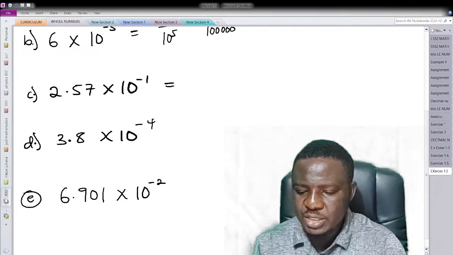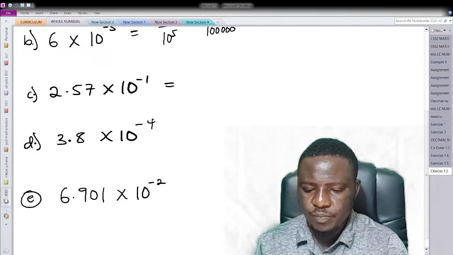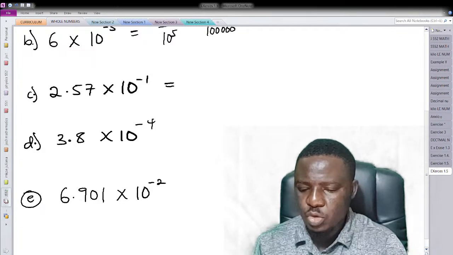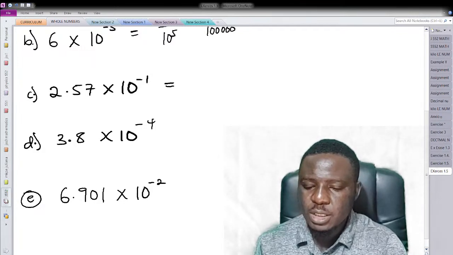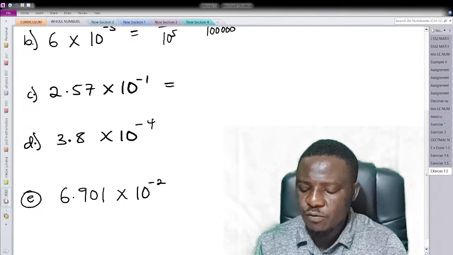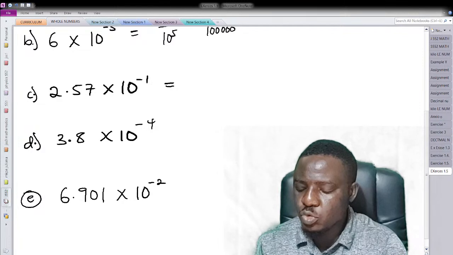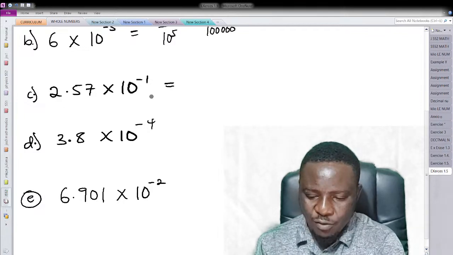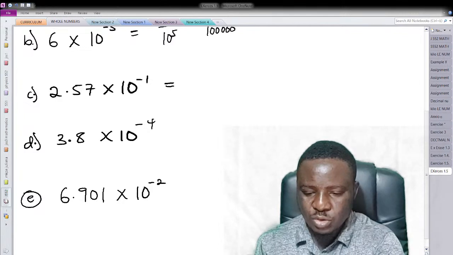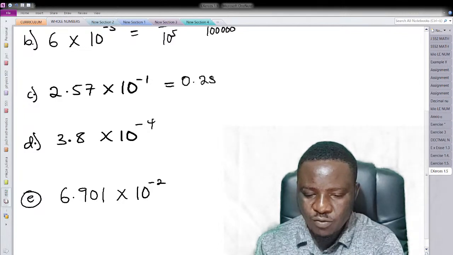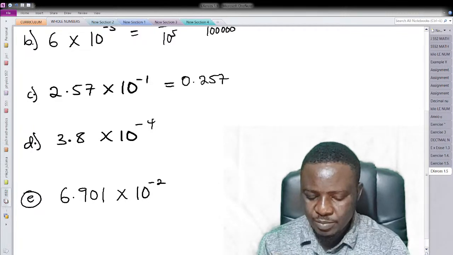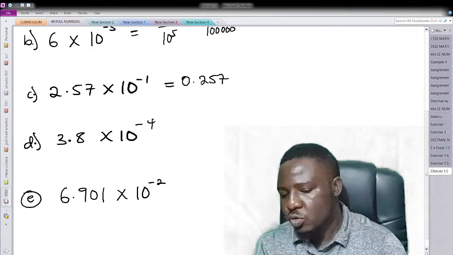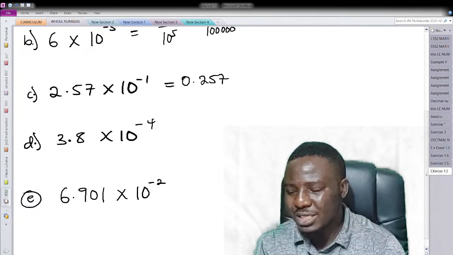Now, another way you can solve this is, once the power is negative, you move the decimal point the number of times of the powers of 10 to your left. So since this is -1, I'm going to move the decimal point 1 time to my left from this expression so that this now gives me 0.257. Can you see that? Yes, sir. Okay, so depending on the number of powers will determine how much you are going to move to your left or to your right.